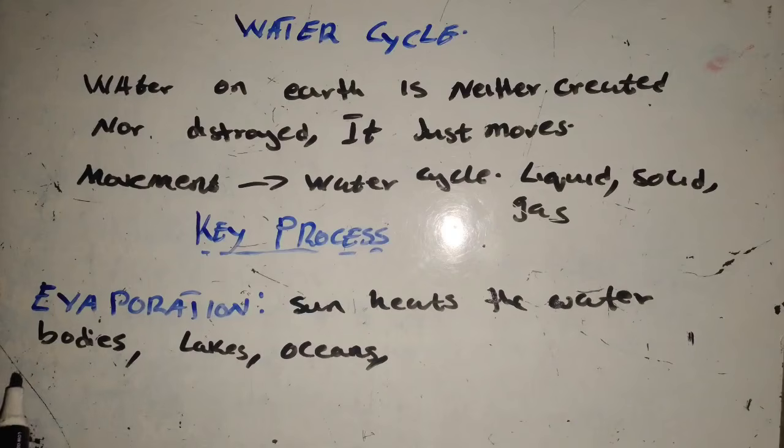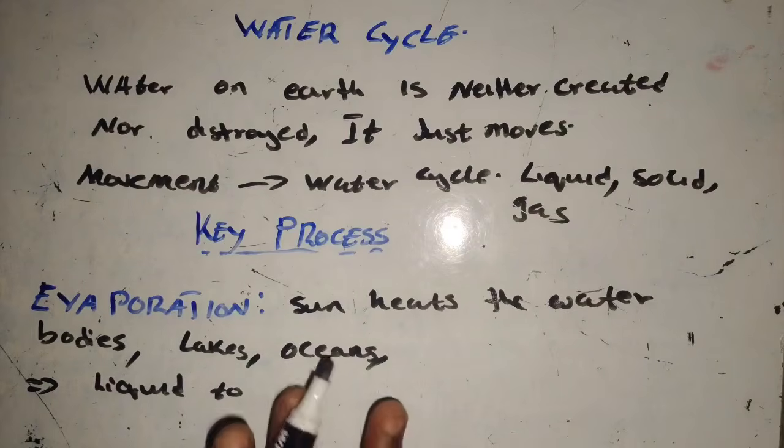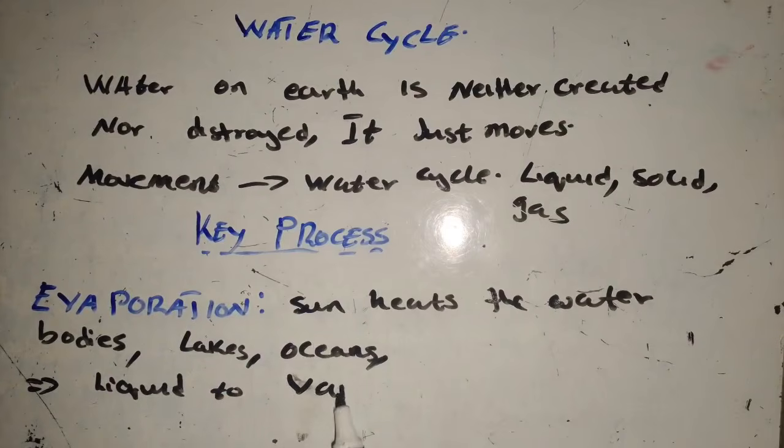So here you should just know that in evaporation, water changes from liquid to gas or vapor. Let's use vapor because it's the appropriate term. Water changes from liquid to water vapor, and this water vapor is found in the atmosphere. Okay, the second process that we need to know on the water cycle is transpiration.